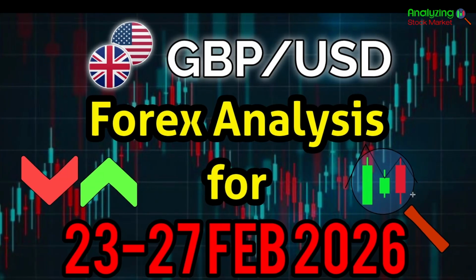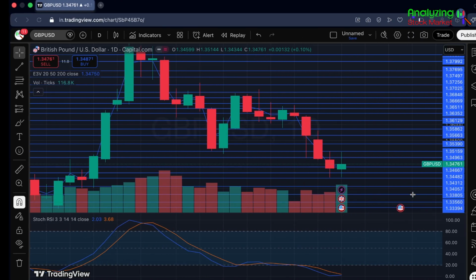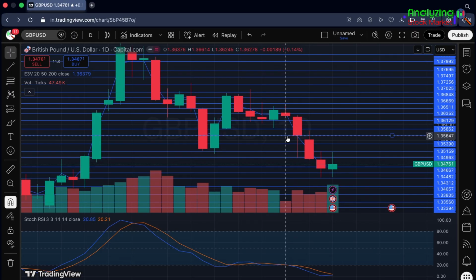So today we'll be talking about the GBP/USD pair and we'll do the Forex analysis for 23rd to 27th February 2026. So let's go straight to the chart. Here I have already opened the GBP/USD chart.